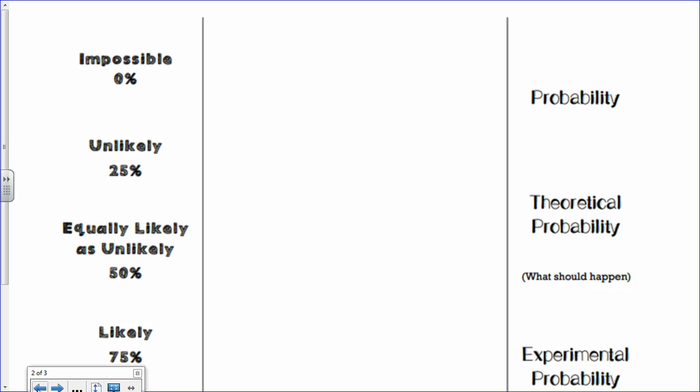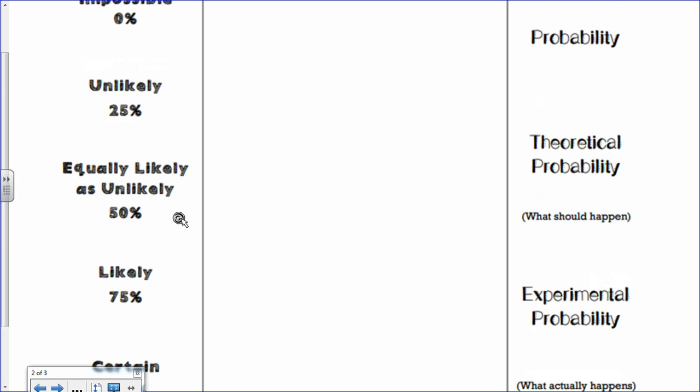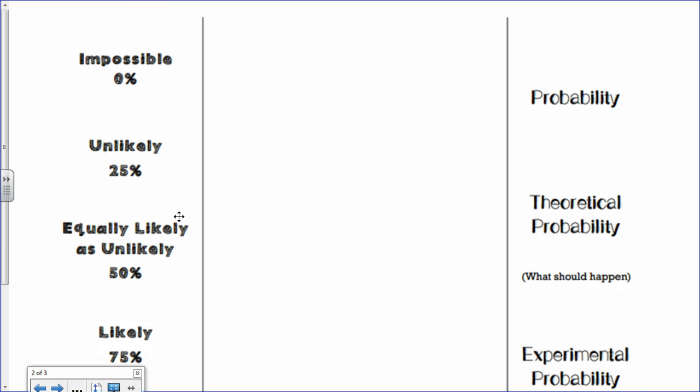Okay. At this point, everything should be glued into your OMG. We're going to start talking about the different types of probability along our number line. The impossible, the unlikely, equally likely as unlikely, likely, and certain. Notice there's a percentage attached to each one. So let's first talk about impossible. So open up your impossible flap.